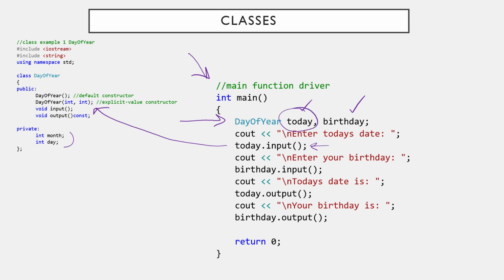Today is one object of type DayOfYear. Birthday is another object of type DayOfYear. And then you use the dot operator also to access the member function output. You can use this const here. This const just means that you don't want to modify anything inside the function. That is also something used to make sure that the function doesn't modify any of the contents when it outputs them onto the screen. It's just going to keep the values. So birthday is holding a month and a day, and today is holding a month and a day.